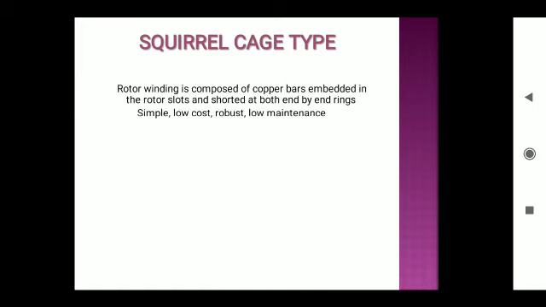At first, the squirrel cage type rotor. Rotor winding is composed of copper bars embedded in the rotor slot and shorted at both ends by end rings. It is simple, it is low cost, it is robust, and it requires low maintenance.